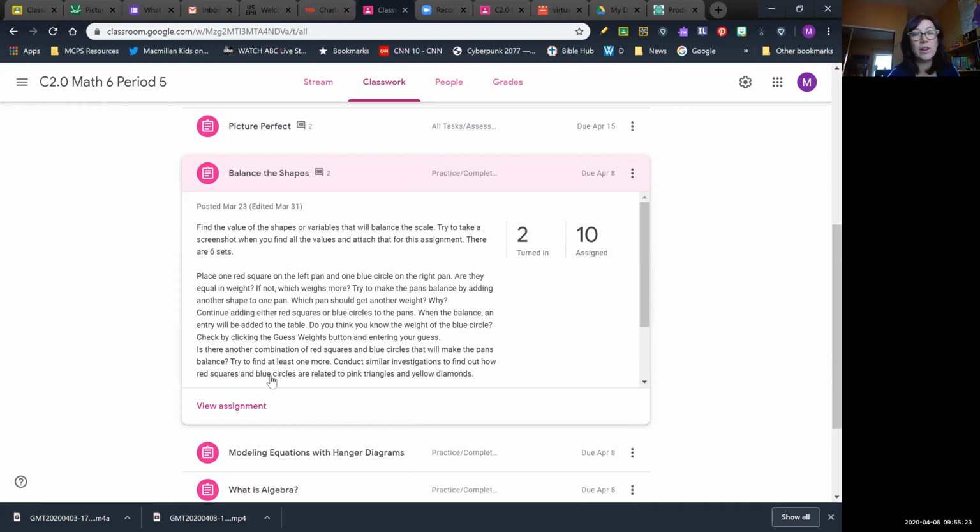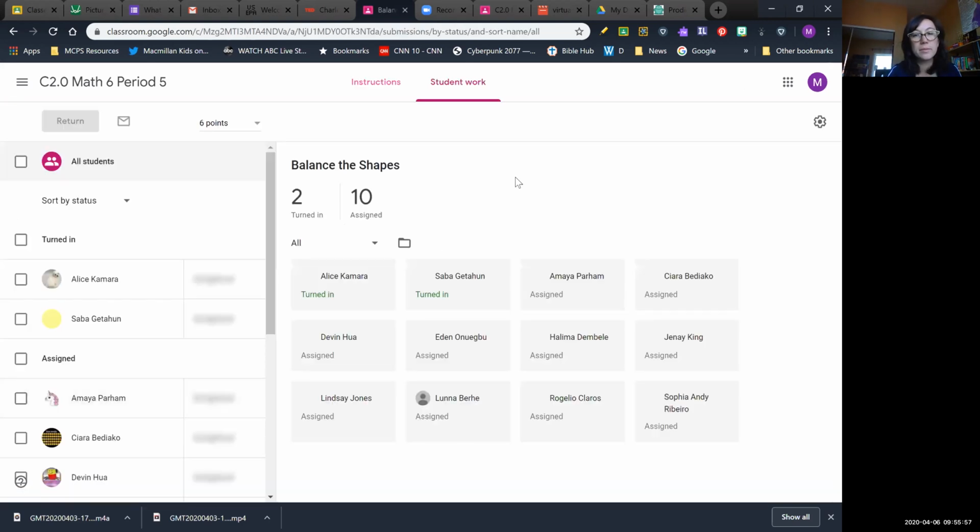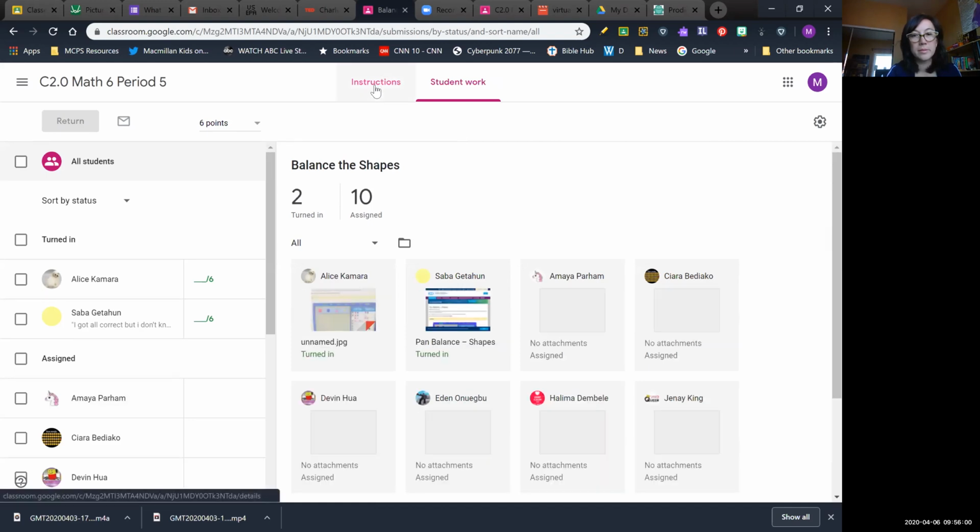Try to take a screenshot when you find all the values and attach that for this assignment when you submit it. There are 6 sets. If you're having problems with this screenshot capture, I've had a couple people just put in the values that they found for each shape. All right, let's view this assignment. What I see is that 2 people have turned in and 10 people have been assigned it. But more people have done this assignment than what it says. You just need to press submit when you're done. And see, I got a couple screenshots in there. Very nice.